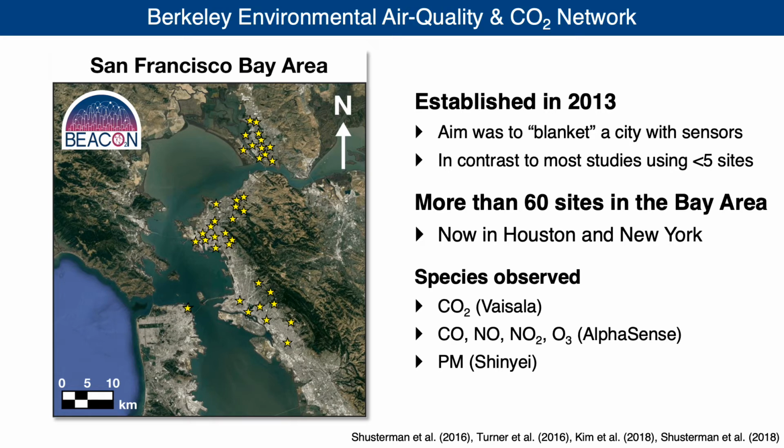There's actually now more than 60 sites in the Bay Area, and what I'm showing on the left are just the 35 sites that were active during the beginning of the COVID-19 shelter-in-place order. What we're actually measuring at each of these sites is CO2 using a Vaisala. We're also measuring CO, NO, NO2, and ozone using AlphaSense, and PM using a Shinye. And the studies at the bottom give more details on some of these measurements.